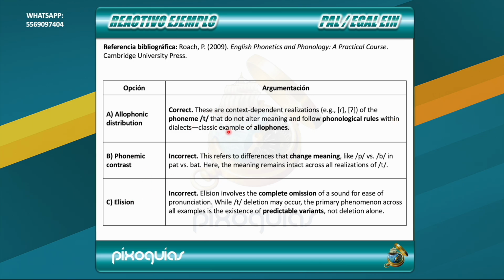B and C are incorrect. B. This refers to differences that change meaning, like P versus B in "pat" versus "bat." Here the meaning remains intact across all realizations of T. C. Elision is incorrect because elision involves the complete omission of a sound for ease of pronunciation. Elision may occur, but the primary phenomenon across all examples is the existence of predictable variants and not the elision alone.